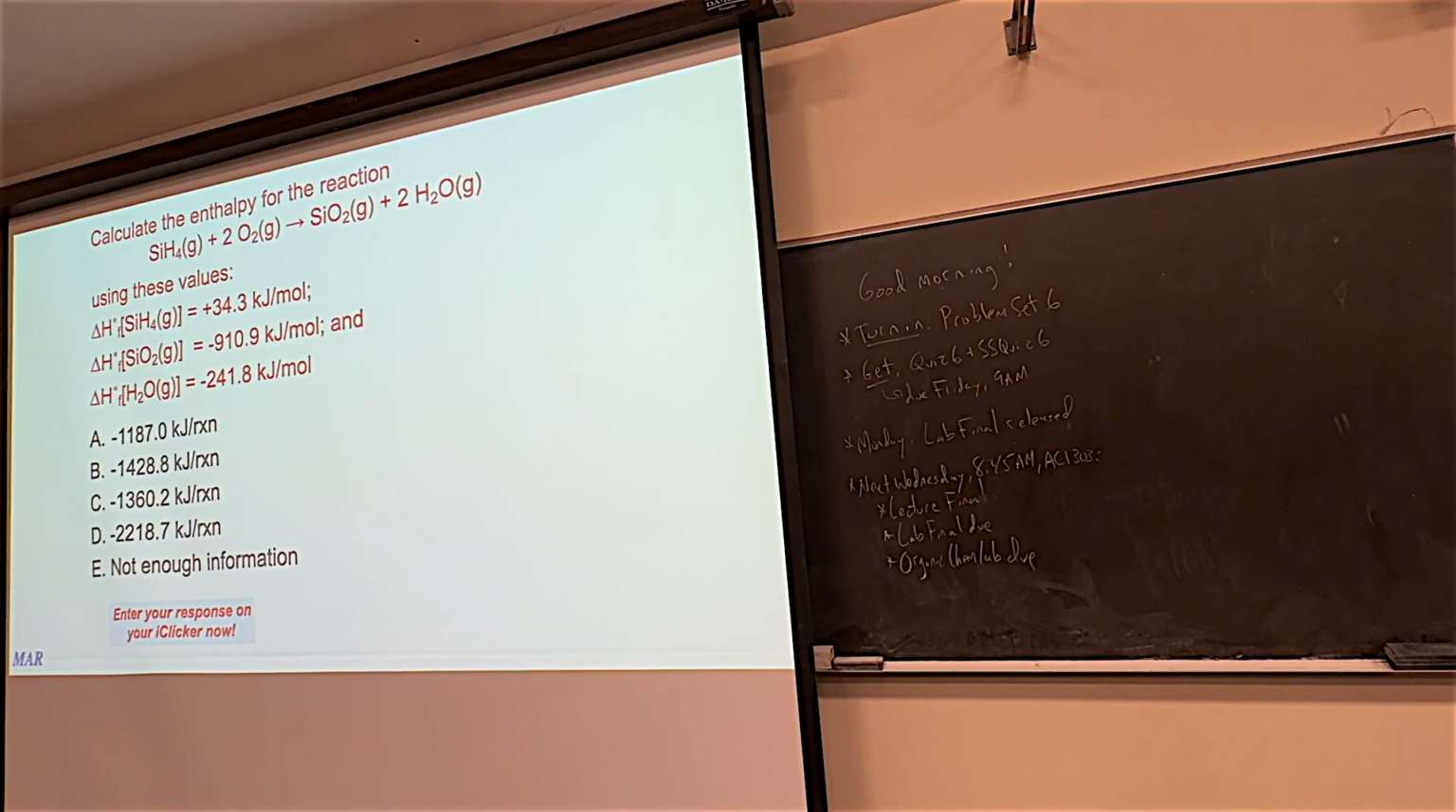Oxygen is an element. Sodium metal would be another one that would be 0. Neon gas, bromine liquid. All the elements in their normal states would have values equal to 0. So mathematically, you take the SiO2 value, add it to 2 times the water value, and then subtract the reactants. Oxygen is 0, and SiH4 is the only reactant with a delta H value. So it would be minus 34.3, basically.